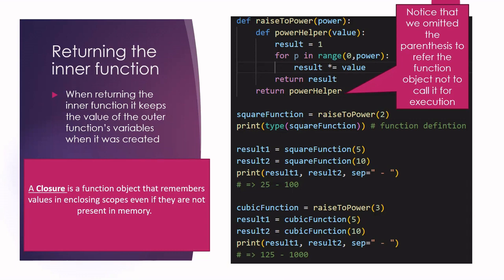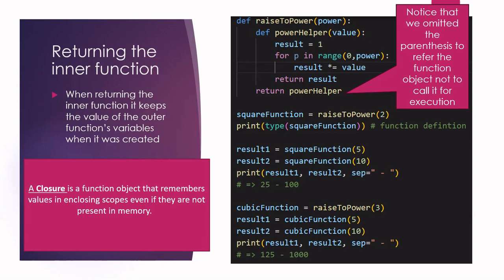and it would return another definition for power helper that was created when power was equal to 3. So when we try to execute that power helper definition, when it was created with power equal to 2, it will always see that power was equal to 2. It will remember that there was something called power, and that power was equal to 2. Here, when we try to execute that definition of power helper, it will remember that there was something called power, and when it was defined, that power was equal to 3.